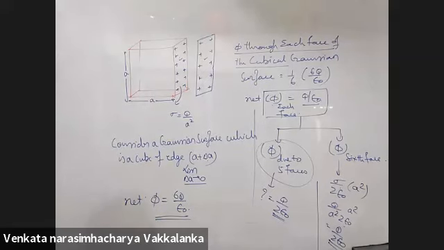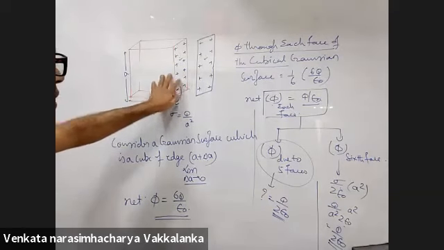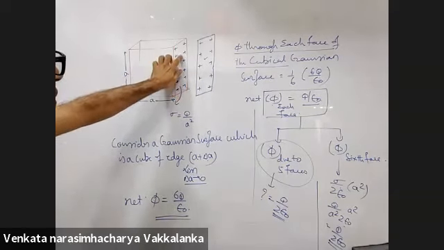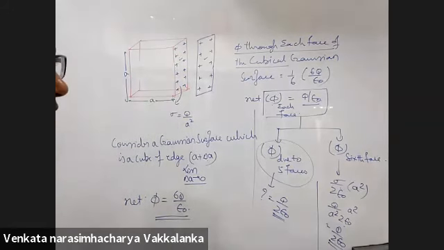Infinite plate. But sir, that would be with respect to any point on the Gaussian surface, right? Naturally. When you come very close to this particular surface, whether it is here or here or here or here or here, it is sigma by 2 epsilon. No? Okay, sir.